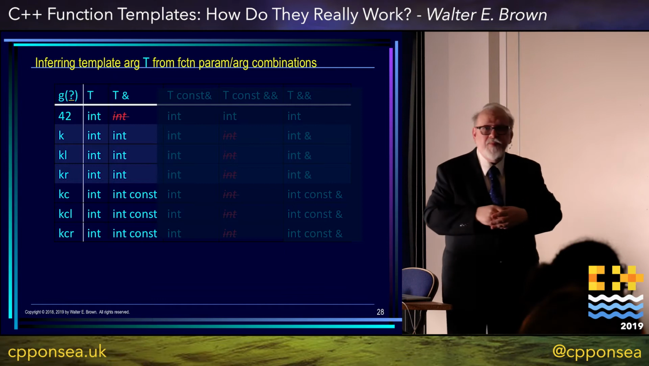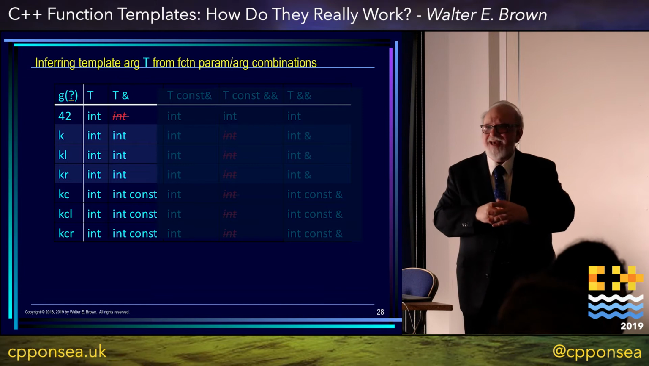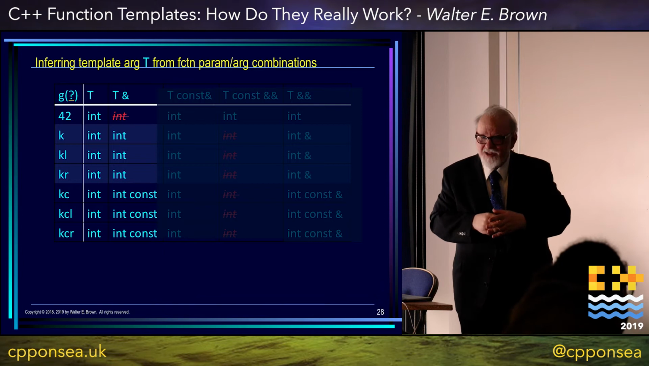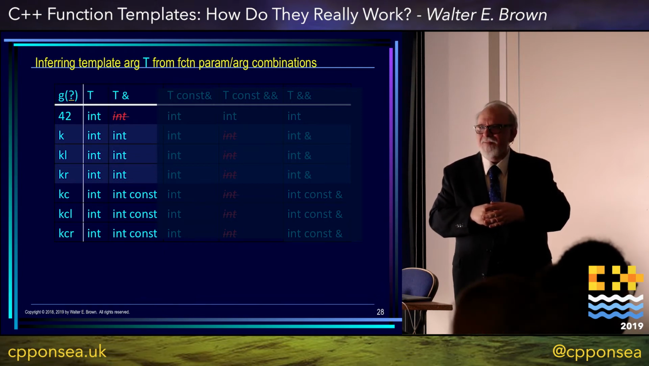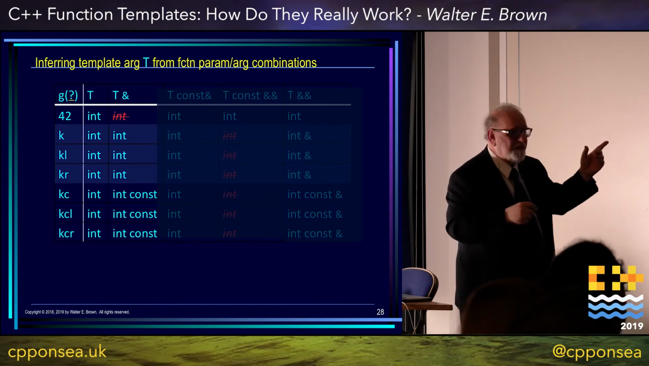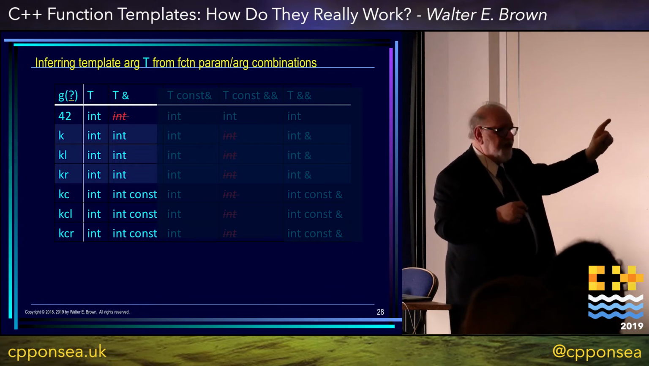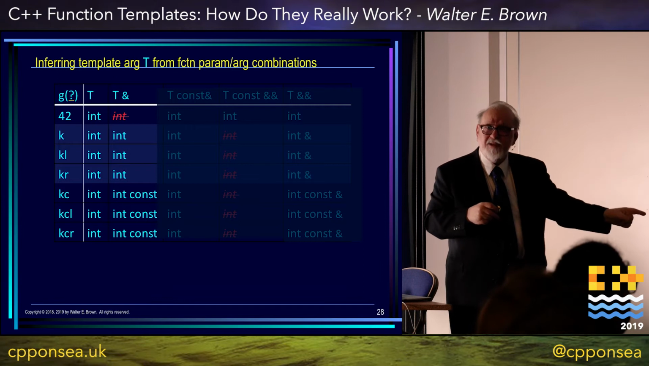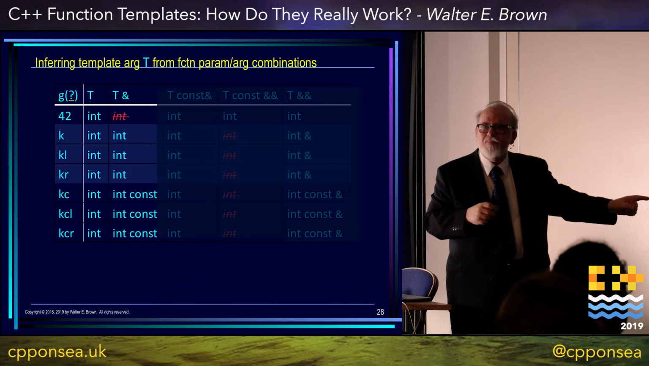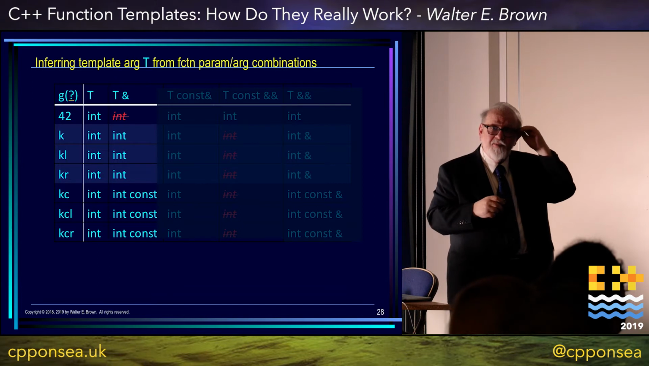T-ref. Well, the top line is interesting, but that's just ordinary rules of binding. You can't bind an R value to a non-const L value reference. Ordinary rules. So it would deduce int, but that can't happen. The rest of it, int, and then int const all the way down. Does that make sense to everyone? Right? You have to throw in the const because it's not already there in the parameter type.